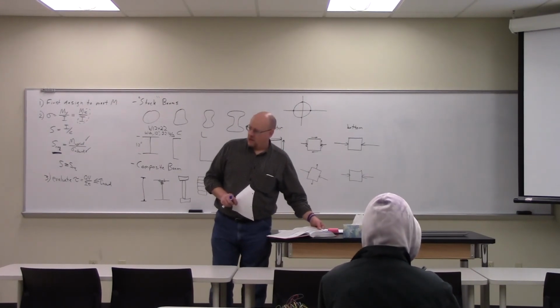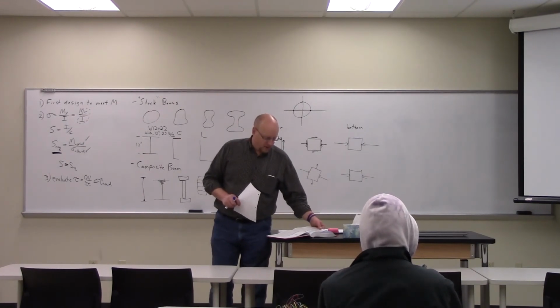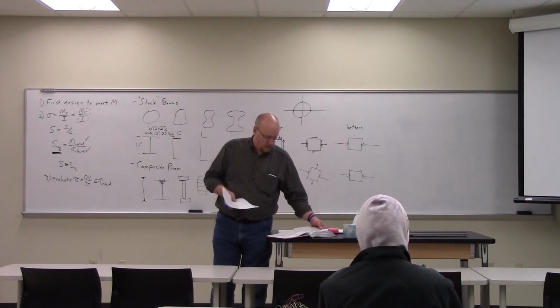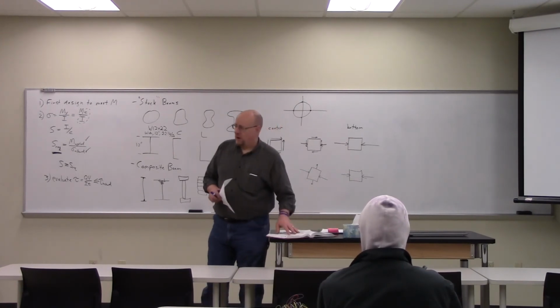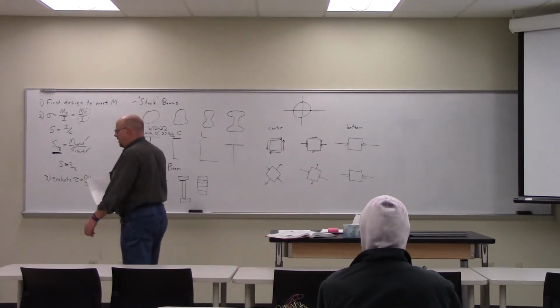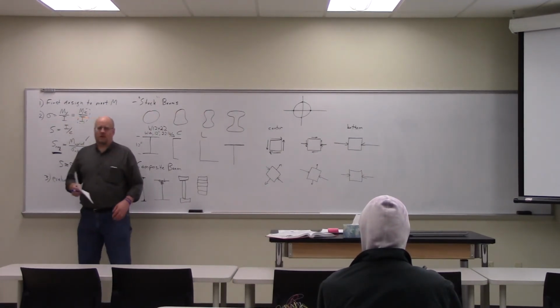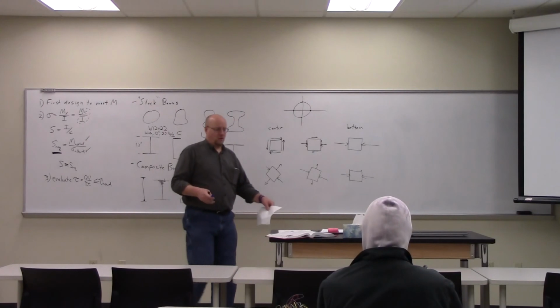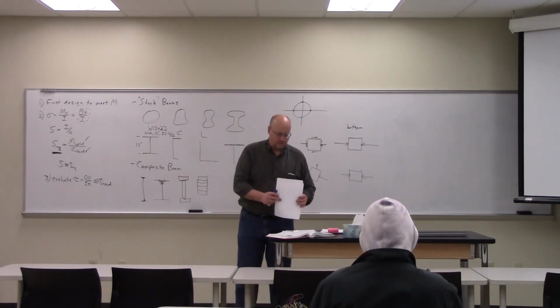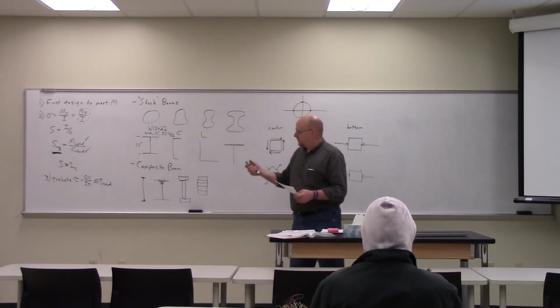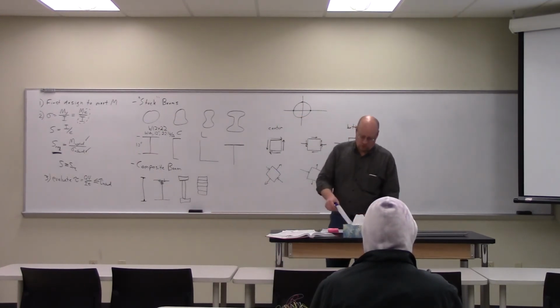The thickness of the flange, the thickness of the web, the height of the whole thing, the width of the whole thing, the moment of inertia, the section modulus, radius of gyration, which we won't get to because we're not going to do buckling. We're going to run out of time before we get to buckling, but the radius of gyration is used in buckling analysis. Okay? Does that make sense? Any questions?